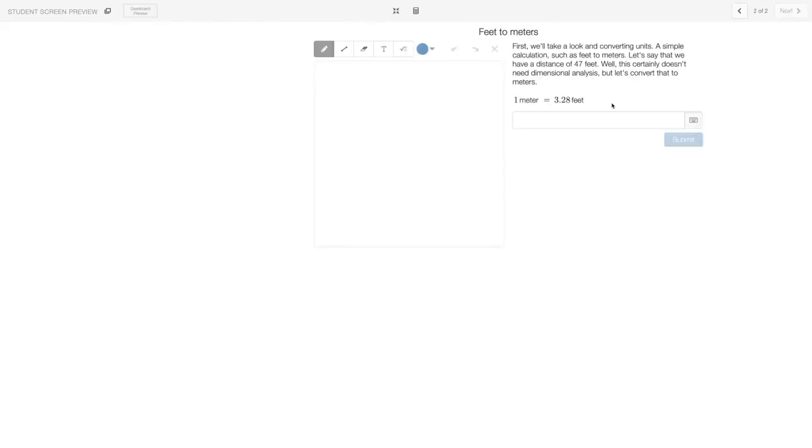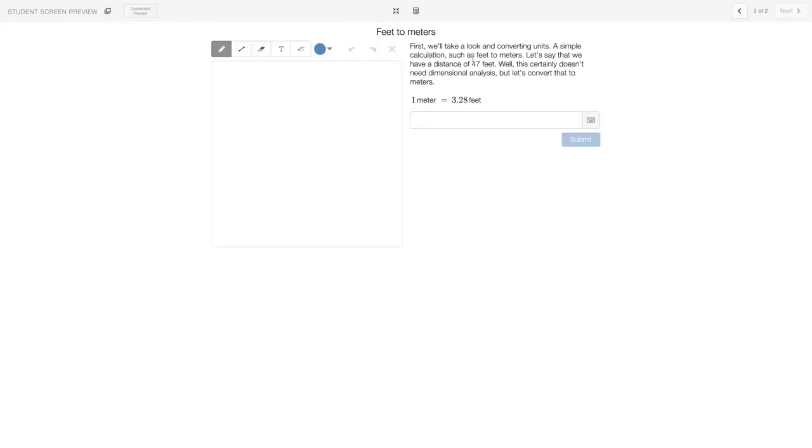So let's go to our first practice here. I'm going to have a link in the description to a Desmos activity, which will be this one here, and I just want you to follow along as I go through here. We're going to start with a distance of 47 feet. That doesn't need dimensional analysis to convert to meters, but we're going to convert it to meters anyway.